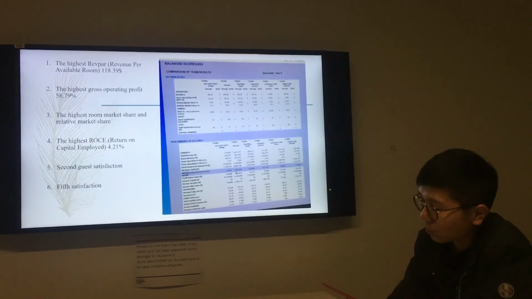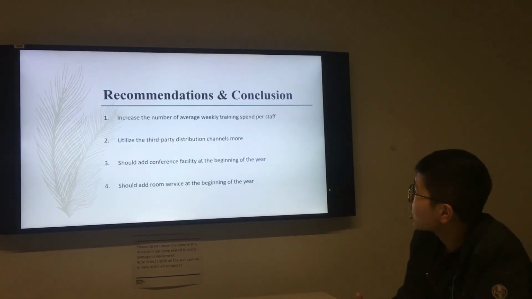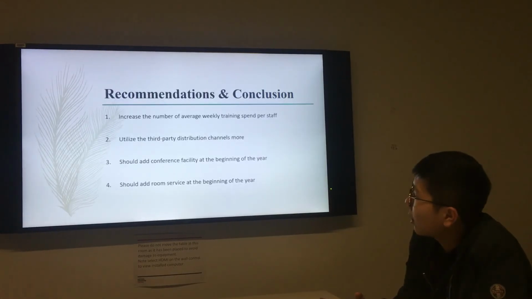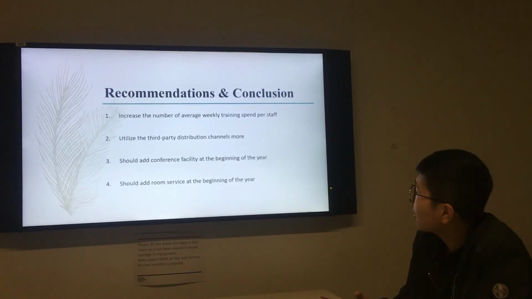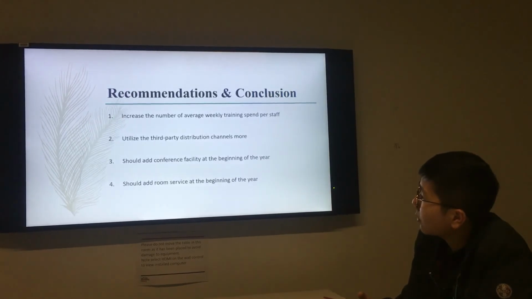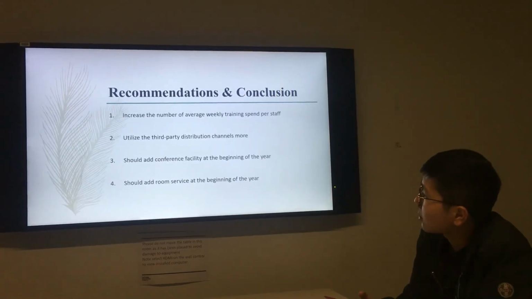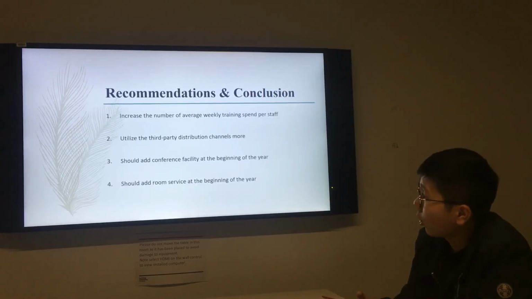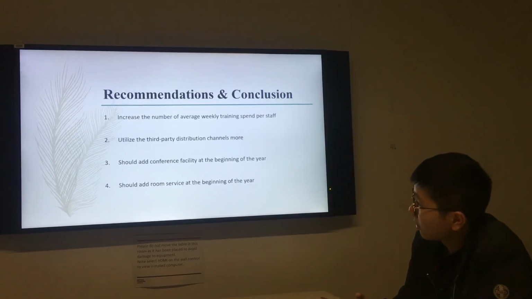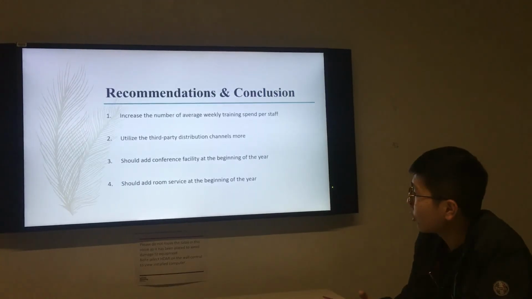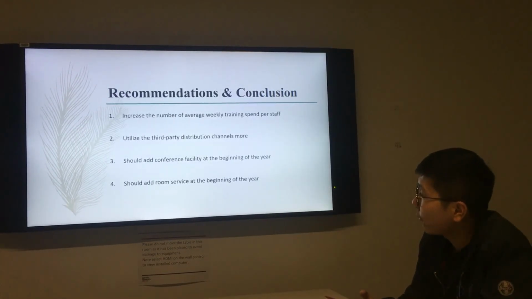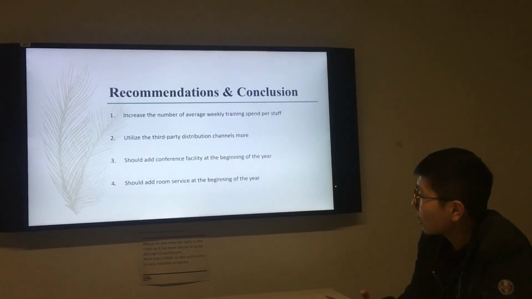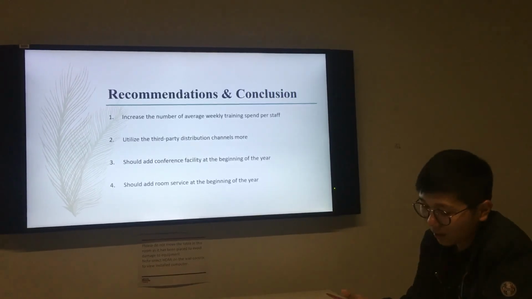And the last part is our recommendations and conclusion. We should increase the average weekly training per staff, and we need a third-party distribution channel mode. Third, we should add conference facilities at the beginning of the year. And for the last one, we should add room surveys at the beginning of the year.